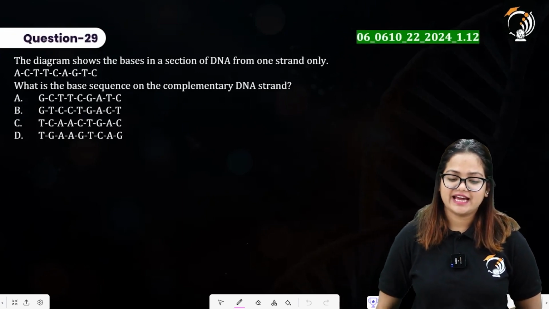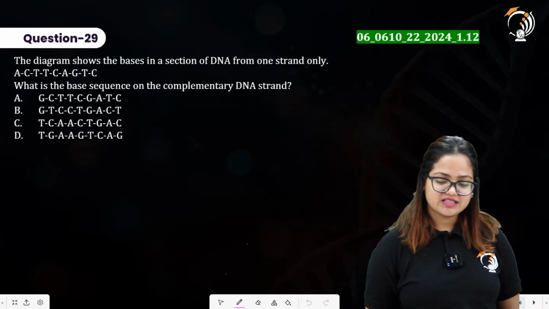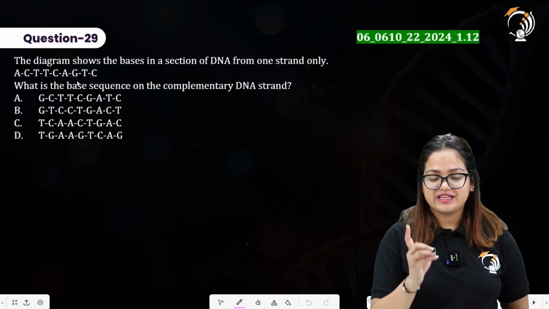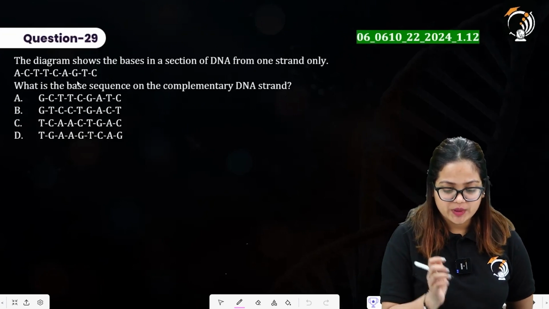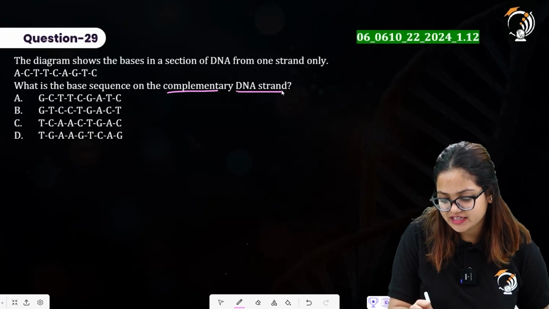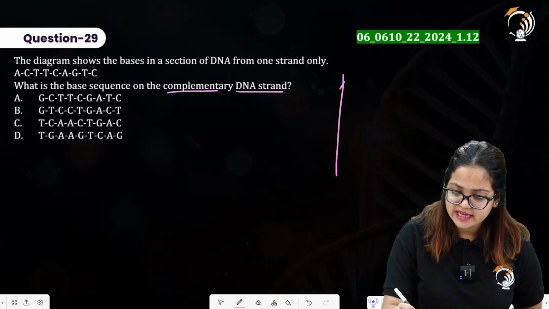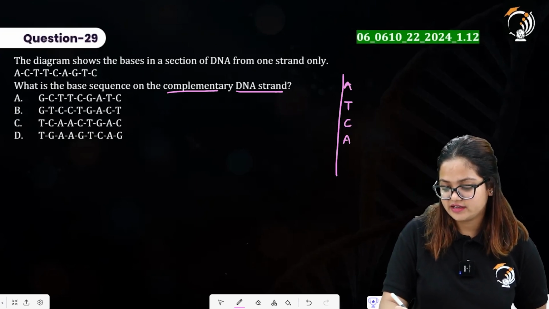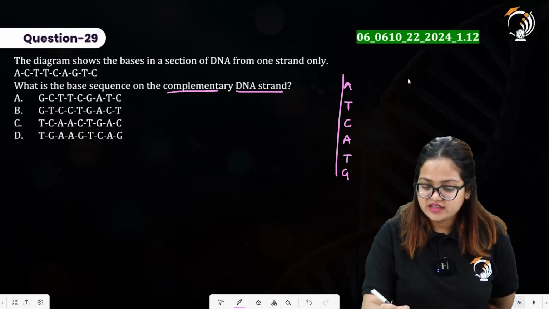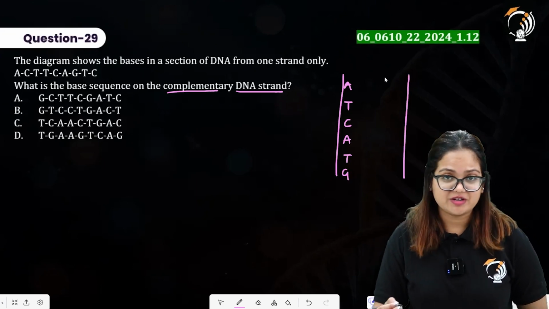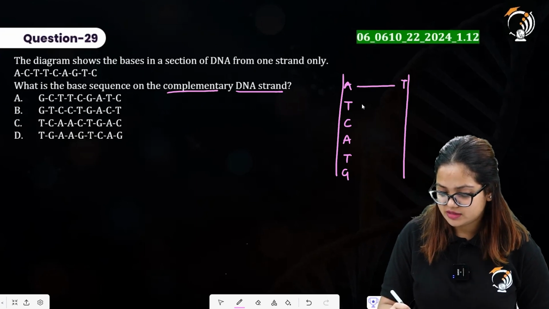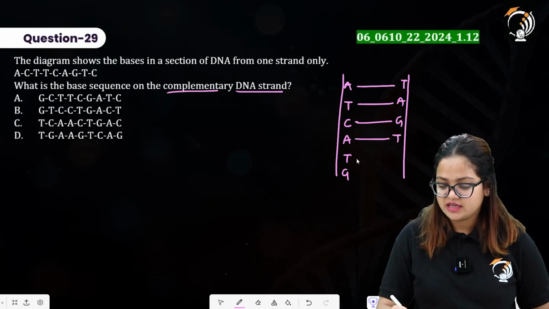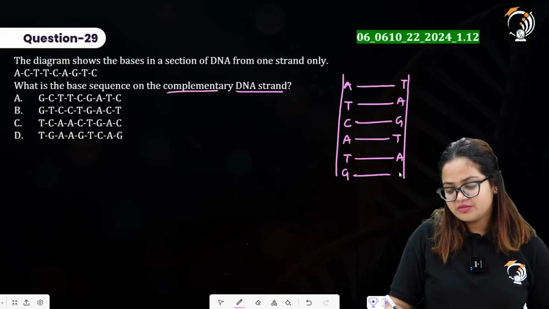Question number 29 says the diagram shows the bases in a section of DNA from one strand only. So we have the nitrogenous bases from DNA considering one strand only. What is the base sequence of the complementary DNA strand? So if one strand has adenine, let me write it here, adenine, thymine, cytosine, adenine, thymine, guanine, the other strand will have complementary bases. Adenine will bind to thymine, thymine will bind to adenine, cytosine will bind to guanine, adenine will bind to thymine, thymine will bind to adenine, guanine will bind to cytosine.